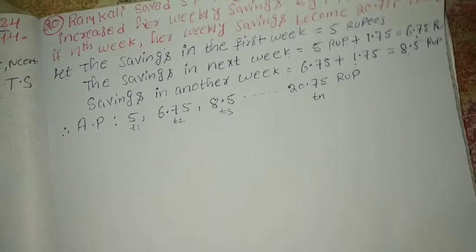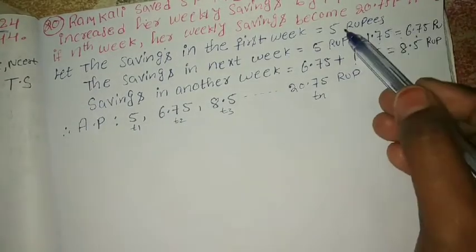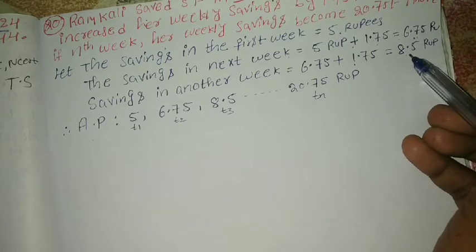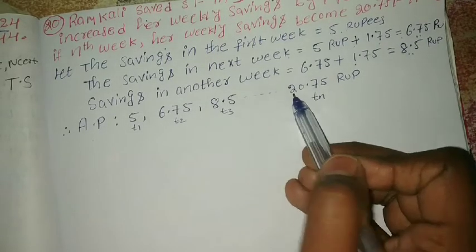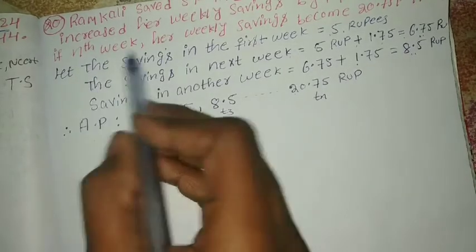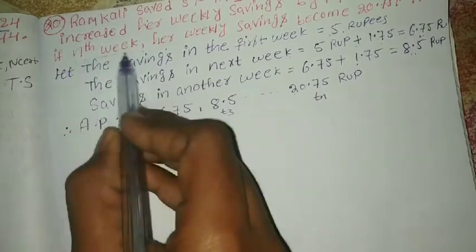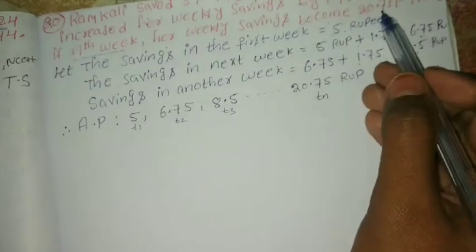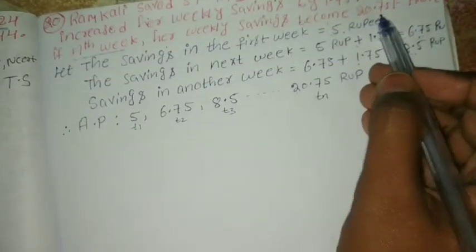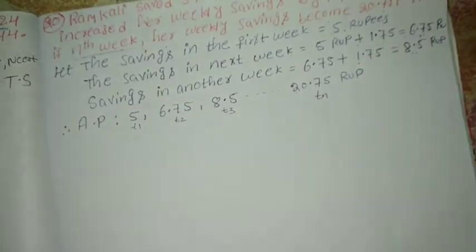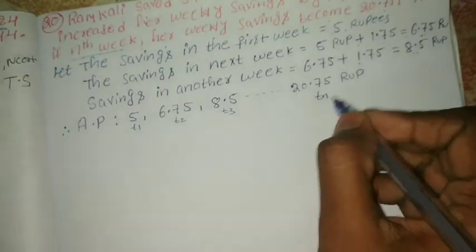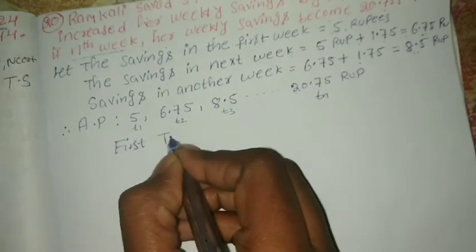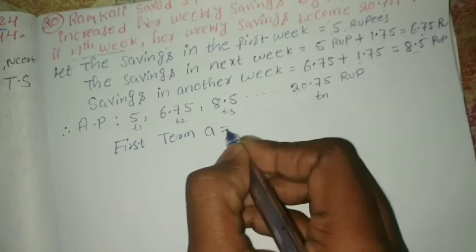So why don't you write it in arithmetic progression? That is, in the first week she gets 5 rupees, next 6.75 and next 8.5 and so on. And finally, the last week, this is the nth week, her savings become 20.75 rupees. So this is the nth term, this is the first term. Write down the first term here. First term A is equal to 5.